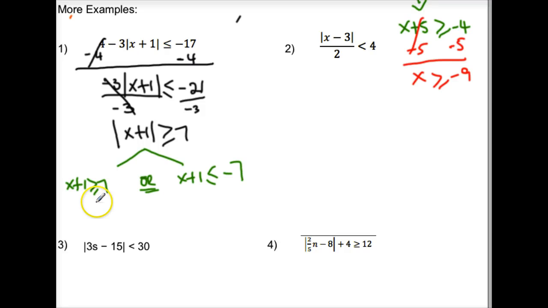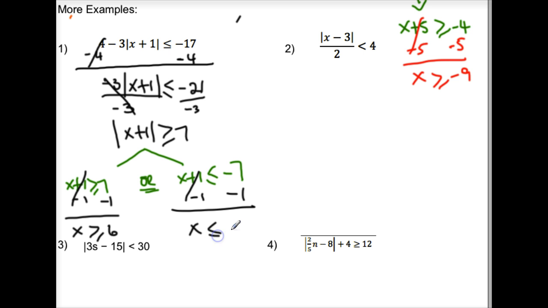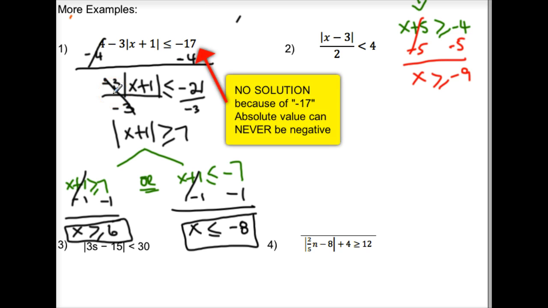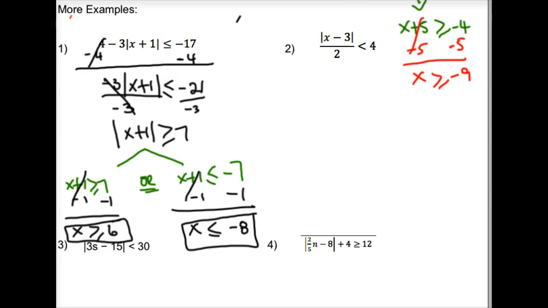And then here I just go ahead and solve this as I would a normal inequality. Minus 1 on both sides, that cancels. X is greater than or equal to 6. And then here I would minus 1 again on both sides. X is less than or equal to negative 8. And these are my two answer choices. Remember, with absolute value, you will always have two answer choices.